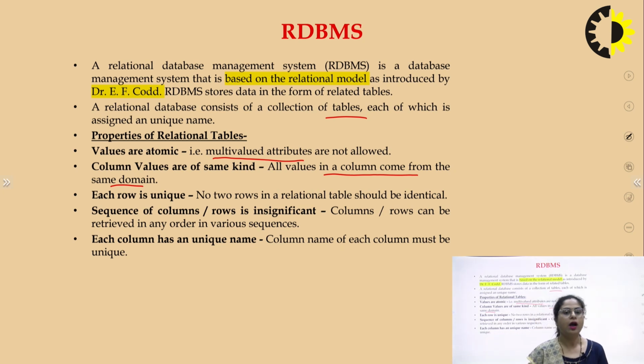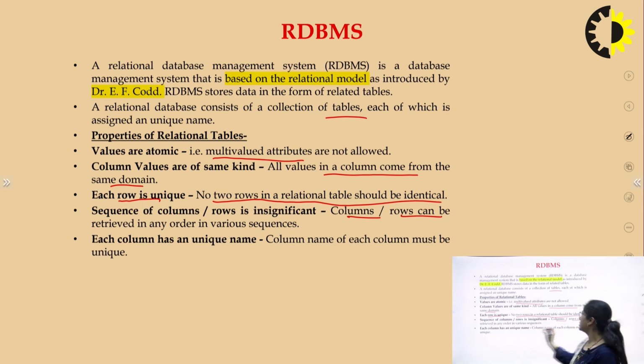We will learn about the constraints of the relational database model, in which I will tell you what the domain constraint is. Each row is unique. In a table, the rows will be unique. No two rows in a relational database should be identical. We use rows and columns in tabular format, and no two rows in the relational table should be identical. The sequence of columns or rows is insignificant. Columns and rows can be retrieved in any order or sequence.